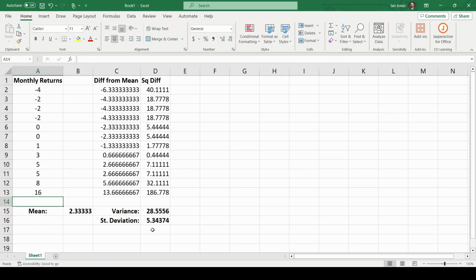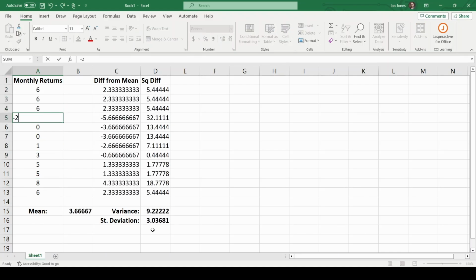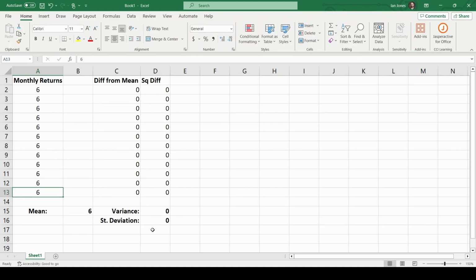This was originally, what, 16? So we had a variance of 28, and now it's a variance of 13. That's a substantial decrease, and the standard deviation also shrank. If all the data points were the same, well, then the variance and standard deviation would be 0, because they don't differ from the mean at all.